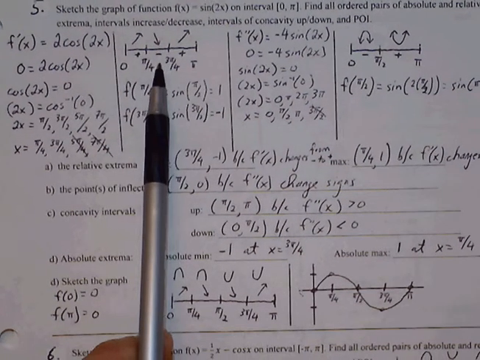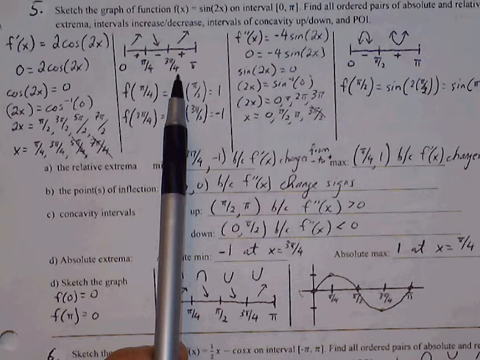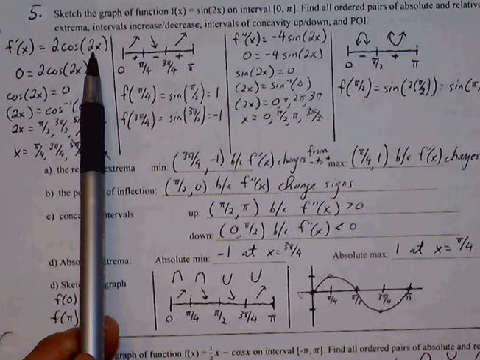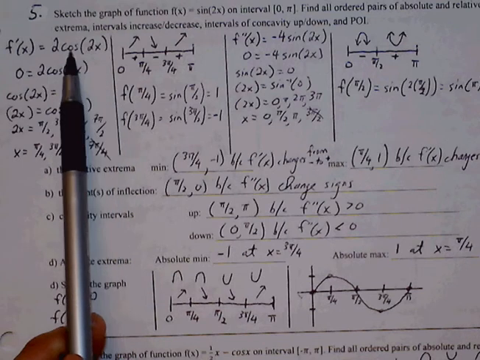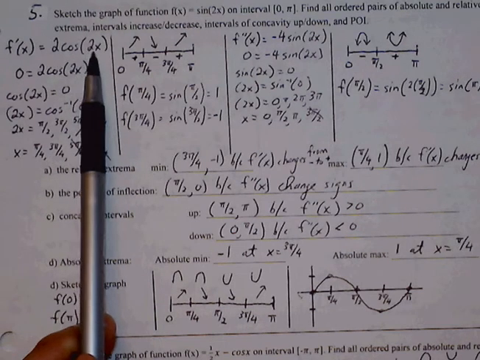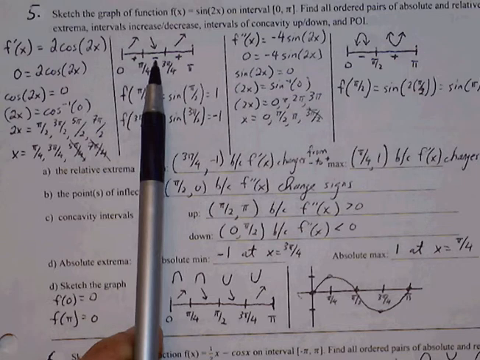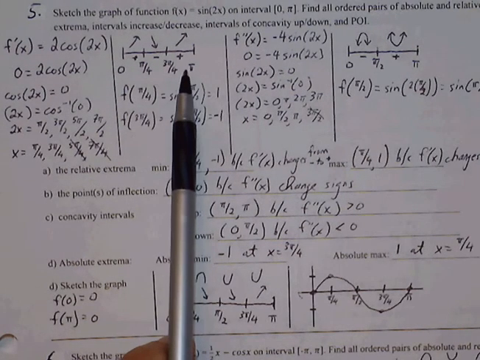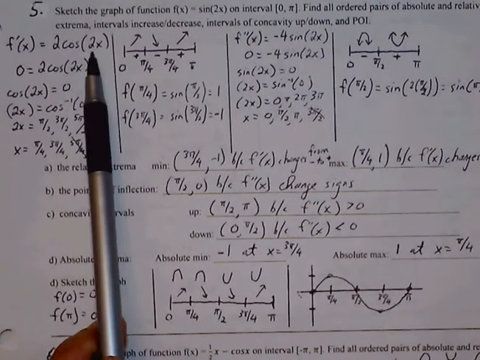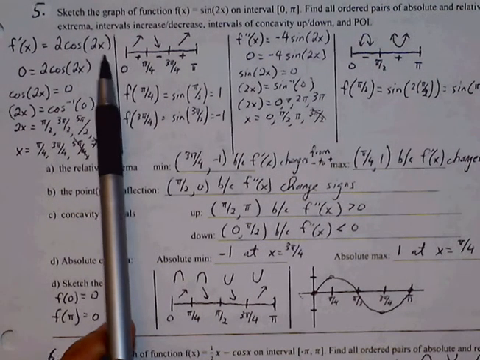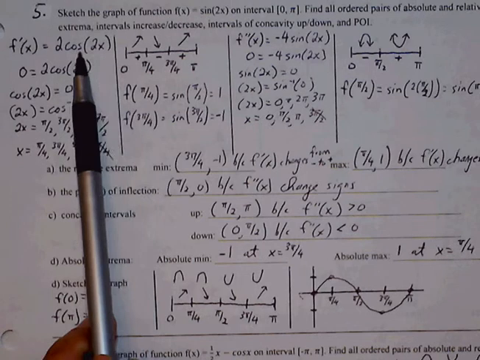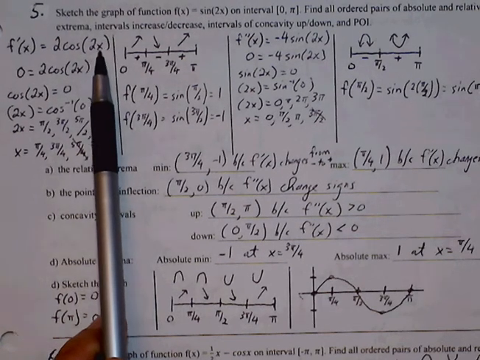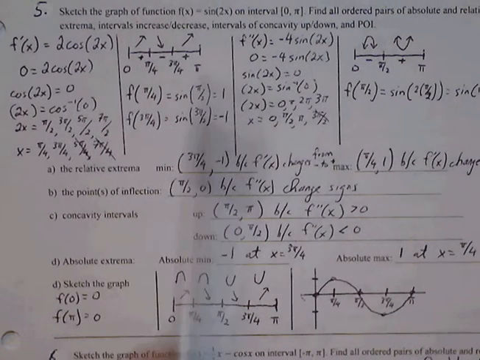Here I can choose a value between pi over 4 and 3 pi over 4. So I can choose pi over 2. So 2 times pi over 2 is pi. So cosine of pi is simply negative 1. Negative 1 times 2 is negative. Between 3 pi over 4 and pi, I can choose 5 pi over 6. So 2 times 5 pi over 6 is 10 pi over 6, which reduces to 5 pi over 3. So cosine of 5 pi over 3 is positive. Cosine in the fourth quadrant is positive, times 2 is positive.